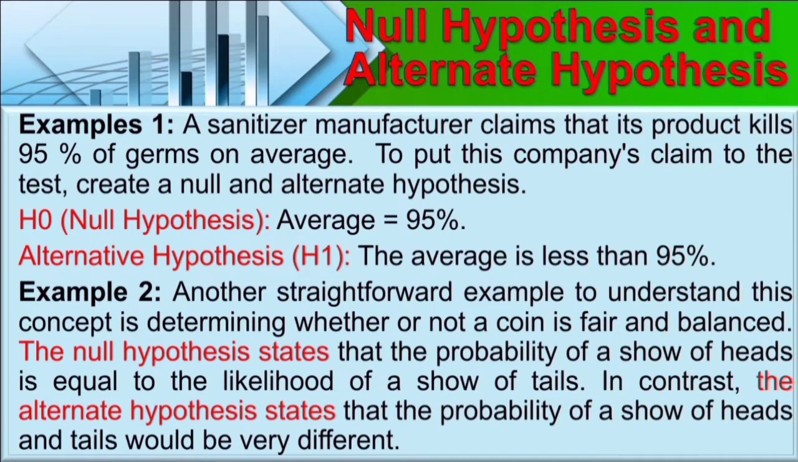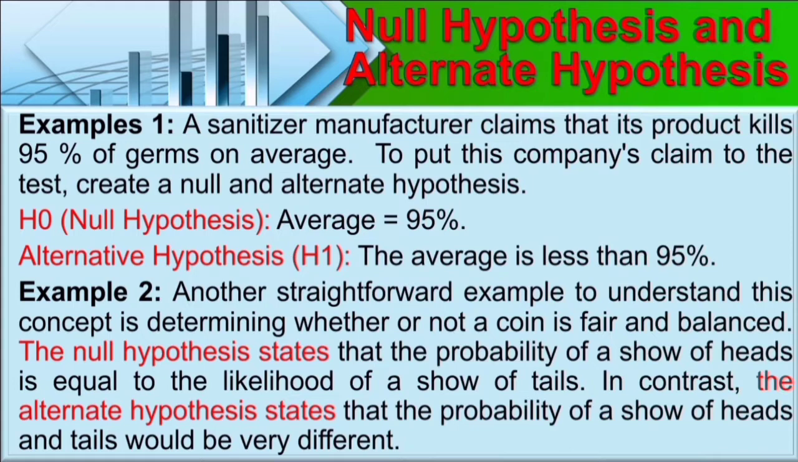Null hypothesis and alternate hypothesis. Example 1. A sanitizer manufacturer claims that the product kills 95% of germs on average. To put this company's claim to the test, create a null and alternate hypothesis. H0, the null hypothesis: average is equal to 95%. Alternative hypothesis H1: the average is less than 95%.